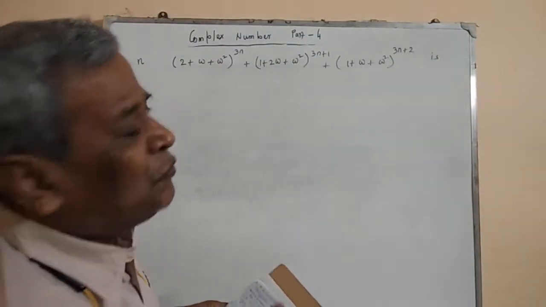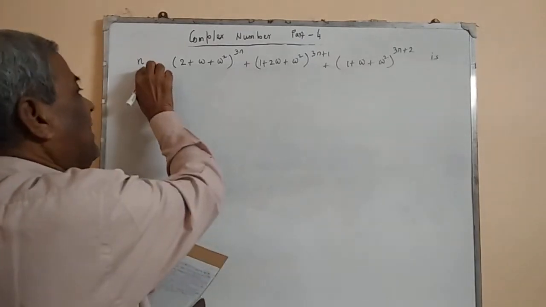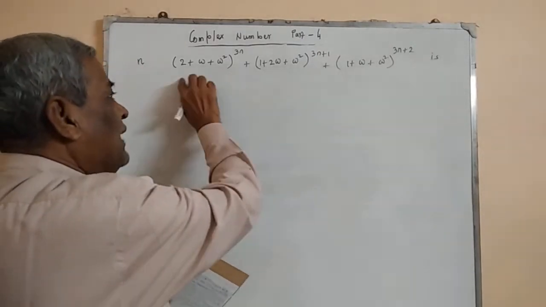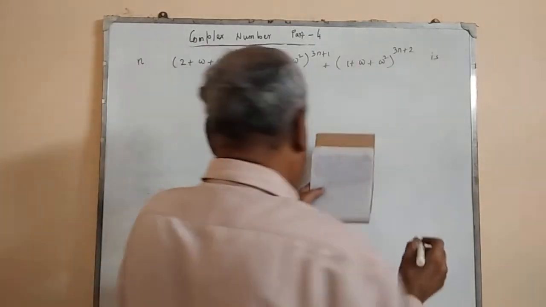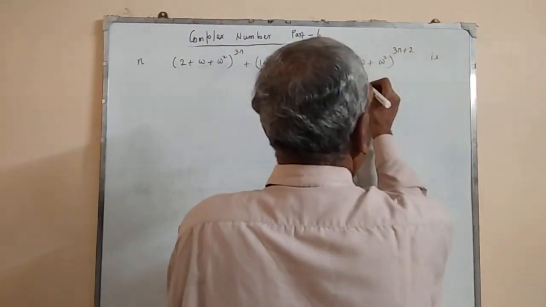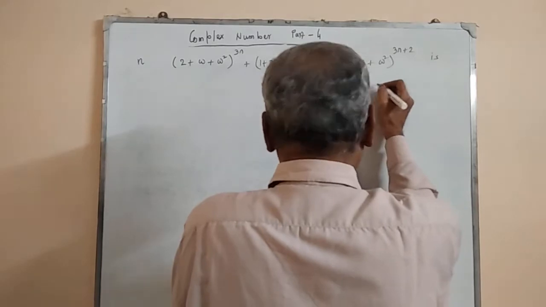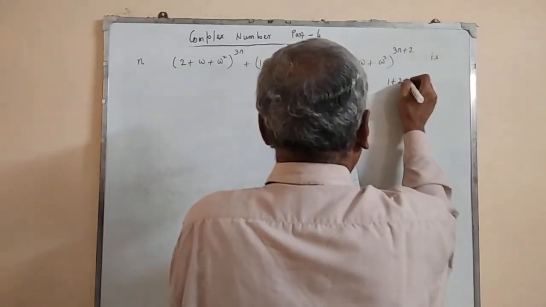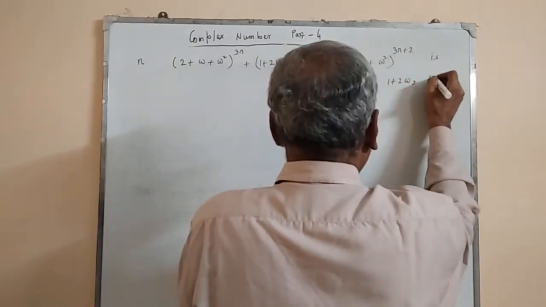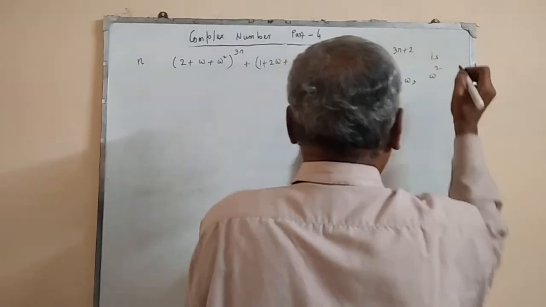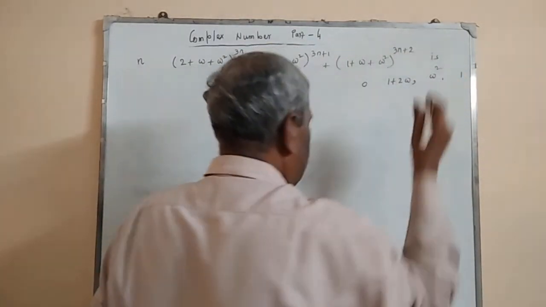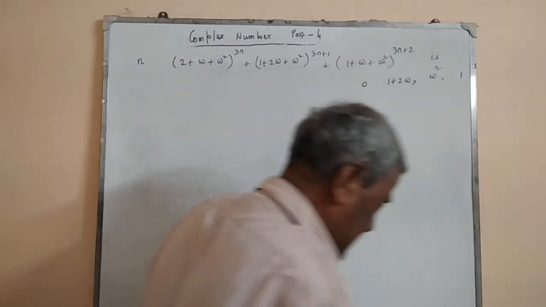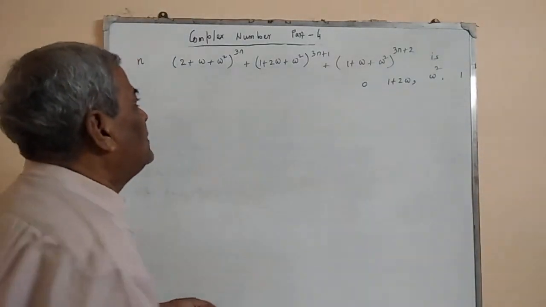The problem is for any positive integer n, the value of this is: option 1, 0; second option, 1 plus 2 omega; third option, omega square; fourth option is 1. So now let us see what would be the value.